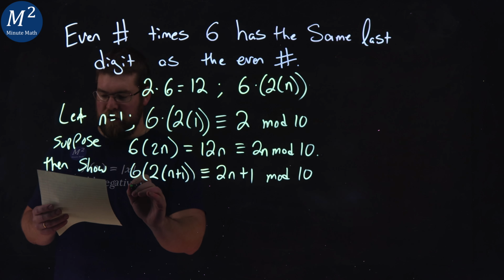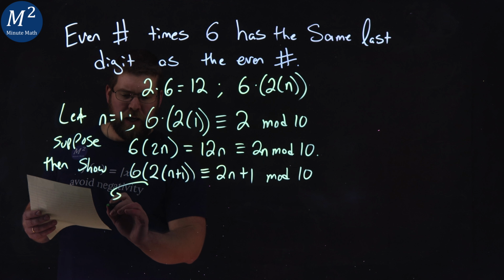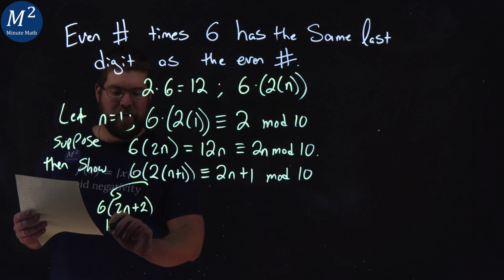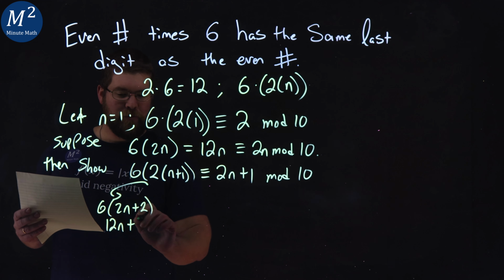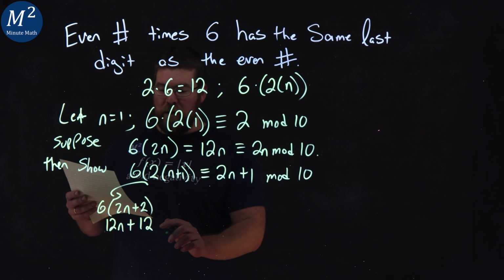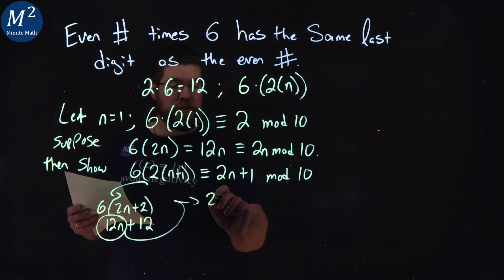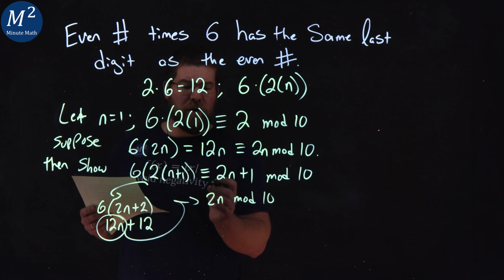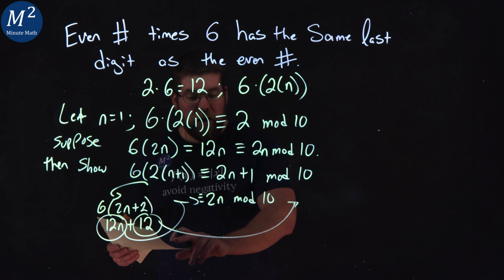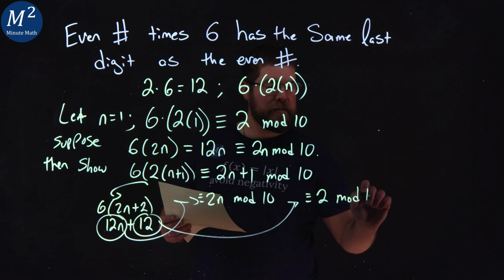I'm going to break this out here and do some math work on the side. It's not like a true mathematical paper proof here. Don't hurt me. 6 times (2n plus 2). Multiply 6 times 2n, that's a good old 12n, plus 6 times 2 is 12. Now, what about 12n? We know that 12n, we were supposing here, is equivalent to 2n mod 10. And the 12, which we showed in the first case, is equivalent to 2 mod 10.